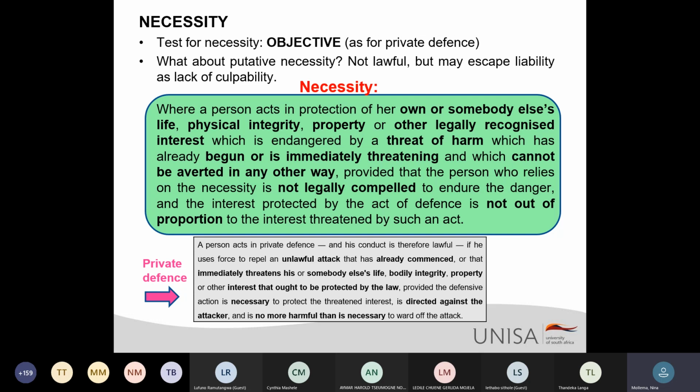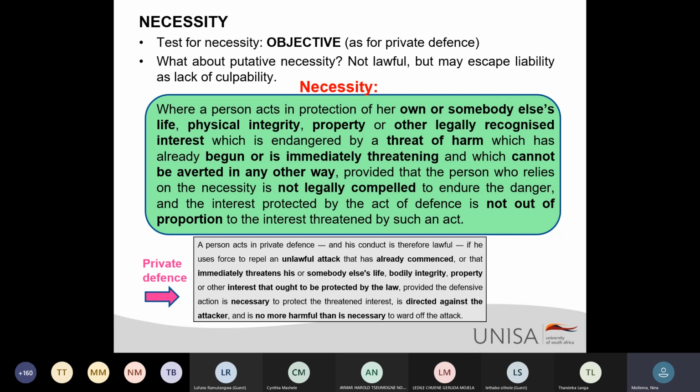Now, similar to private defence, you can also get putative necessity. Putative, if you remember that word, means that you think it is something, but it is not actually like that. So putative necessity is where a person thinks that he or she is acting in a situation of necessity, but it is not really a situation of necessity. This, of course, just like putative private defence, is not lawful, but you may escape criminal liability because of a lack of culpability. You did not have intention.